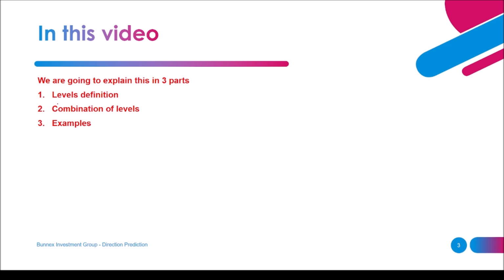We are going to explain this in three parts. The first being levels definition, defining what levels are, as these will actually help us to determine which direction the market will go. Then combination of levels, which is the second part. And last but not least, chart examples to show the actual way of counting the levels, how to actually get the bias of the market, and from there apply it in real markets. So make sure you stick up to the end so that you fully comprehend this methodology. It's something that is very useful, and over the years it has proven itself.